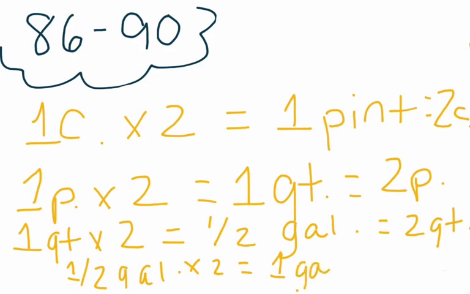And one way you can remember that is a half a gallon, or a half of a cake, plus the other half of a cake is a whole cake, right? So if a half a gallon plus a half a gallon is a whole gallon, that makes sense.